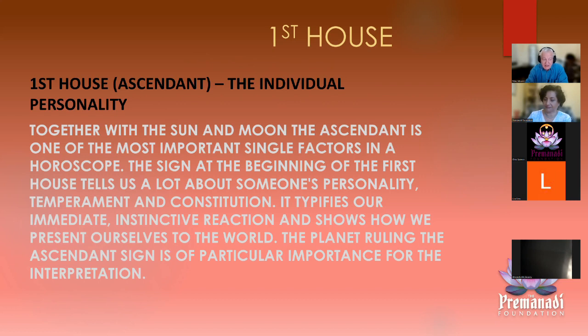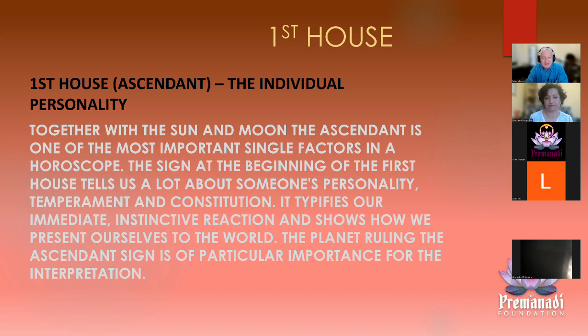It's a very important house because of the line of the ascendant in the chart. Imagine a circle in front of you and imagine a line that goes straight through it horizontally. That horizontal line is the horizon. That's why it's called the horizontal line. Literally, when you were born, that line represents the horizon. So together with the sun and the moon, which are the two most prominent celestial bodies, the ascendant is one of the most important single factors in a horoscope.